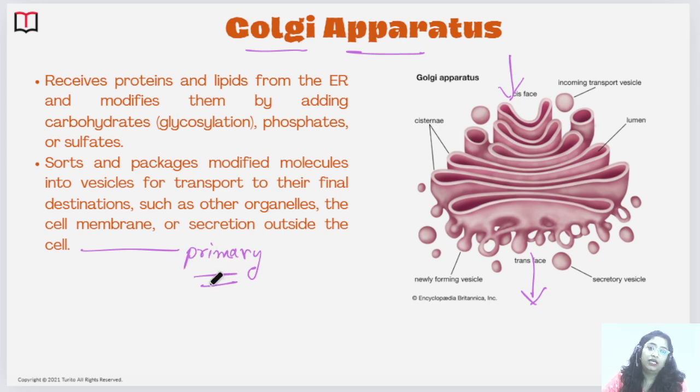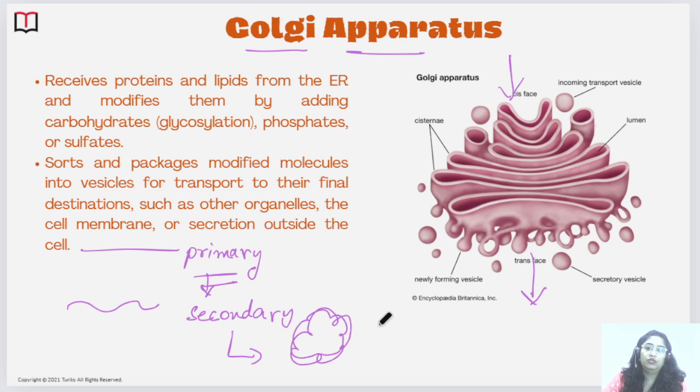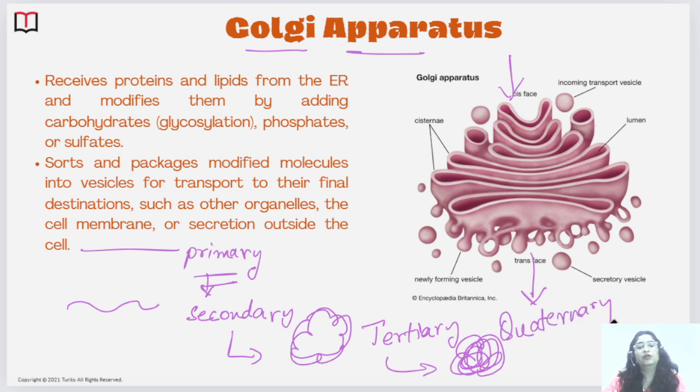So, they get converted into the secondary protein, okay, and the secondary is then converted into the tertiary protein or the quaternary protein. This process is called packaging. So, proteins are getting packaged into tertiary and the quaternary form. Clear? This is the packaging.